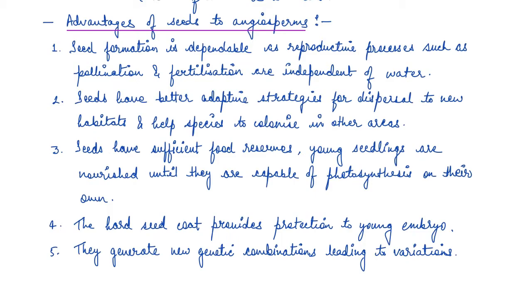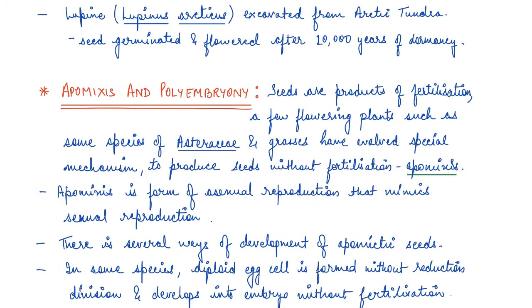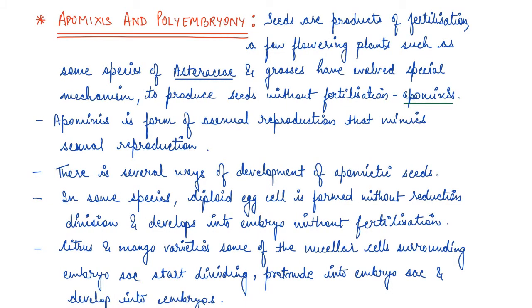So guys, with this we have completed seeds and fruits, and we'll see another small topic of apomixis and polyembryony. Okay, so we'll see what this is exactly. Although seeds are the products of fertilization, in a few flowering plants, special mechanisms have evolved to produce seeds without fertilization, right? This is known as apomixis. Apomixis is asexual reproduction that mimics sexual reproduction, right?